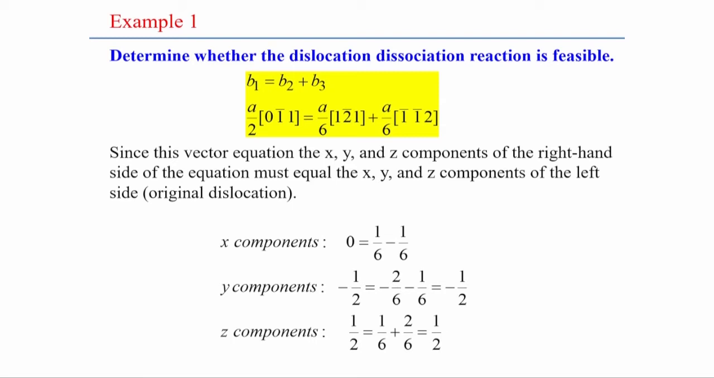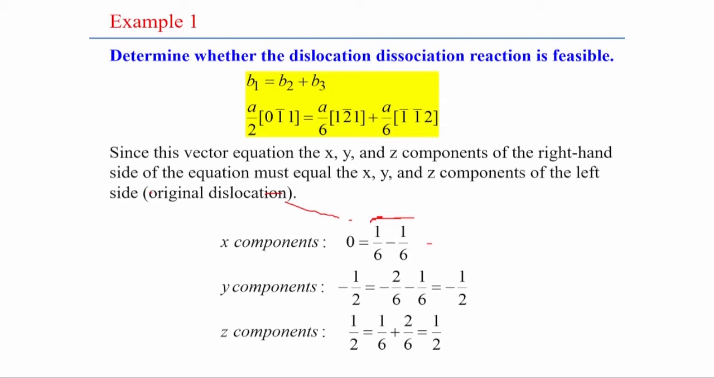This is the first checking of the feasibility of the reaction. So here you see the x component on the left hand side is 0, but on the right hand side we see these two components, that means a by 6 and minus a by 6, because the Miller index is given as minus 1 in the second term on the right hand side. So 1 by 6 minus 1 by 6, where a is the lattice parameter, common to both sides, that is 0, so it is satisfying. Let us look into the y components from these vectors, left hand side and right hand side.